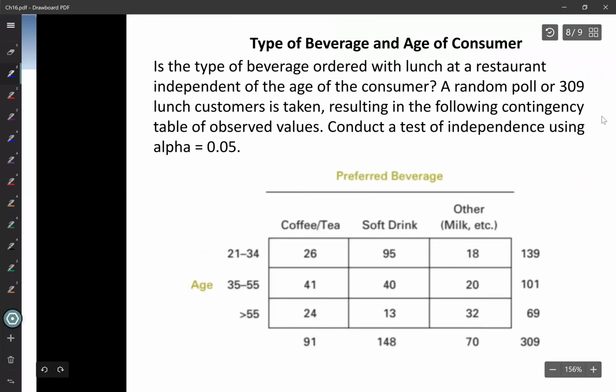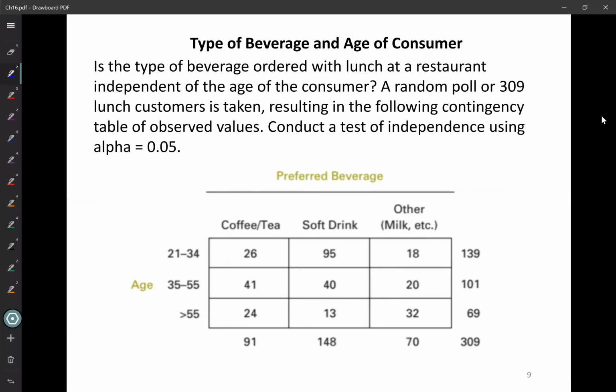We'll look at an example, taken from the course textbook, pages 708 and 709. We're looking at the type of beverage and age of consumer. We have two variables, and we're going to see if they are independent of each other. Is the type of beverage ordered with lunch at a restaurant independent of the age of the consumer? A random poll of 309 lunch customers is taken, resulting in the following contingency table of observed values. Conduct a test of independence using alpha of 0.05.